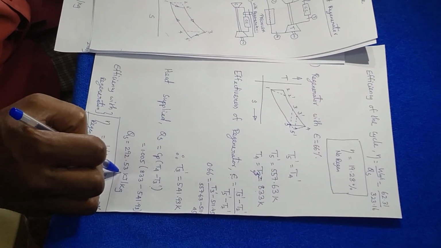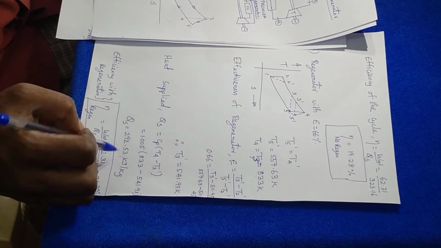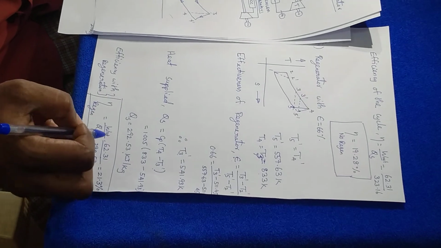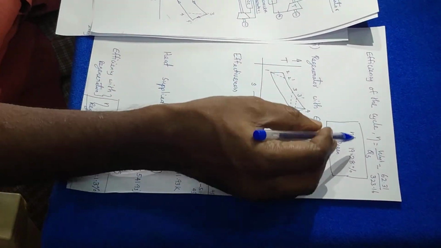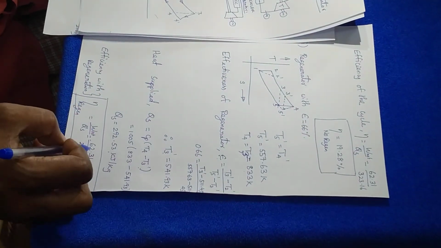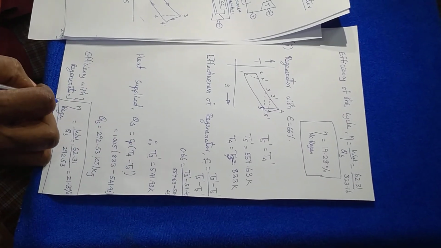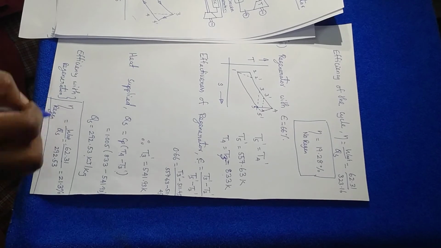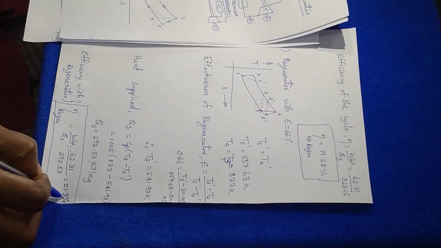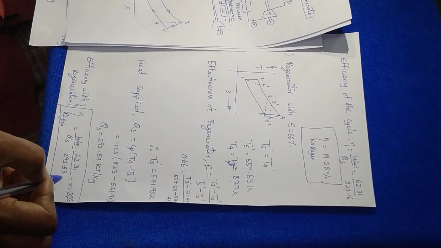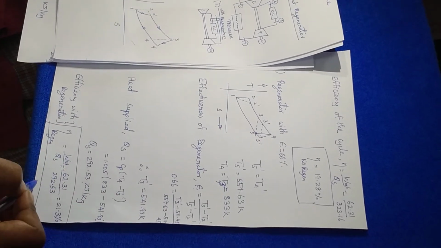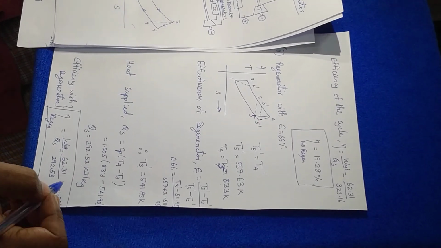By substituting this value, we can find out heat supplied. But though we use a regenerator, there is no change in network output. Whether regenerator is considered or not, network output will not change, only the heat supplied changes. Now, when we consider regenerator, the efficiency of the cycle is 21.3. So, from this it is clearly understood that the regenerator is improving the efficiency of the cycle. Thank you.